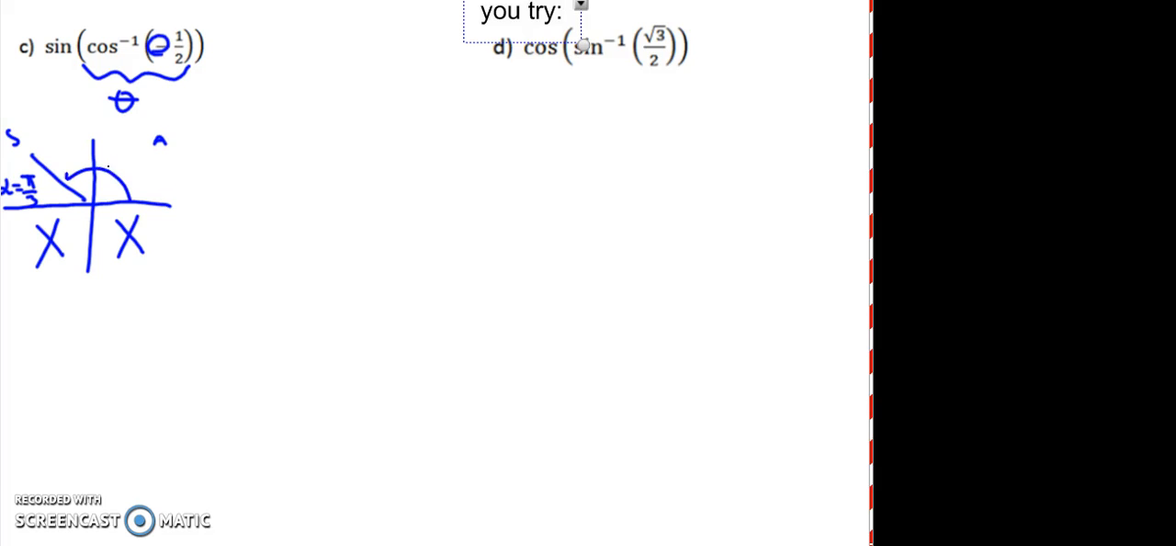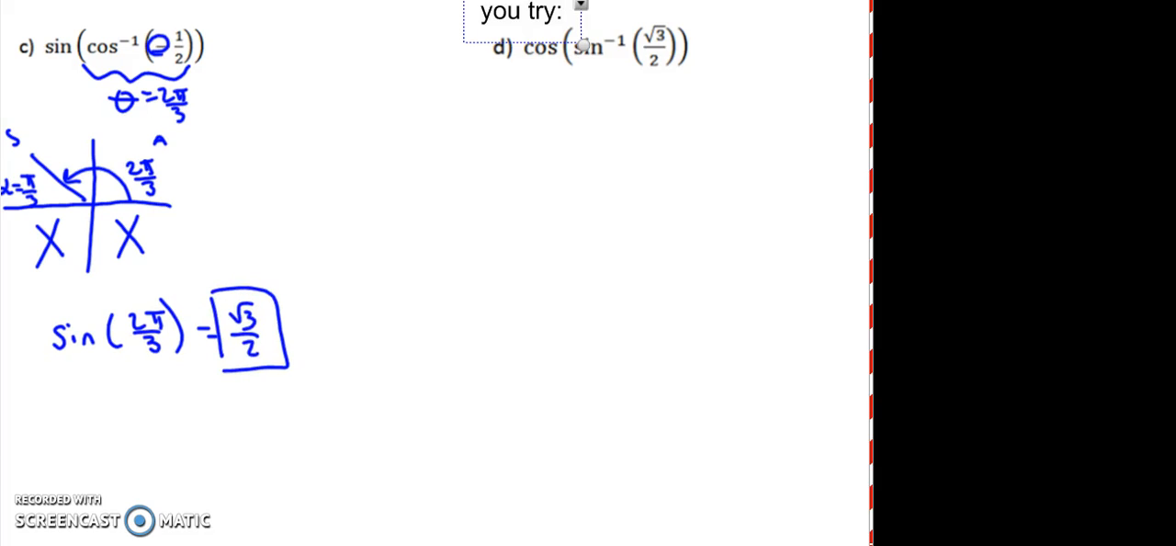So how big is that angle to get to that point in the second quadrant? Well, that angle must be 2 pi over 3. Again, you've got to know your unit circle. So since this angle is 2 pi over 3, that's what the arc cosine of -1/2 is. Now I'm asking the question, what's the sine of that angle? The sine of 2 pi over 3, again, you've got to know your unit circle, is root 3 over 2.